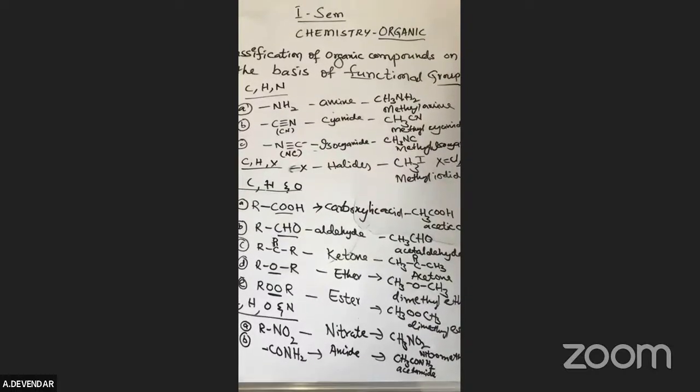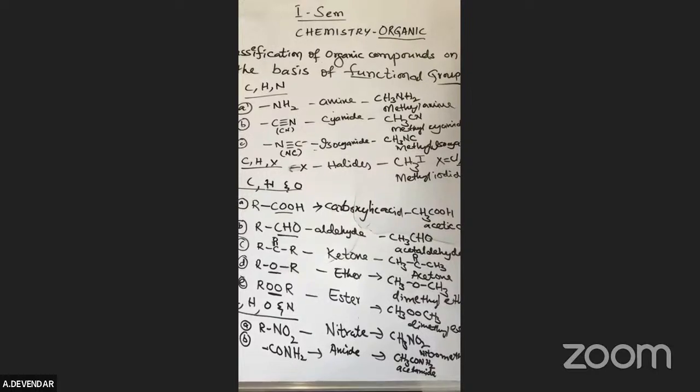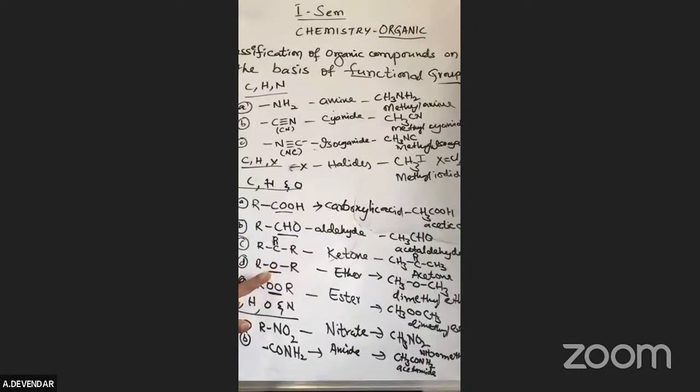Clear now? This is very, very important from the examination point of view, and also for nomenclature. You have to identify these. If it appears, you can immediately say it is an acid. If it appears as CHO, it is an aldehyde. CO is a ketone. If it is O, ether. COO means ester. NO2 nitrate, CONH2 amide.